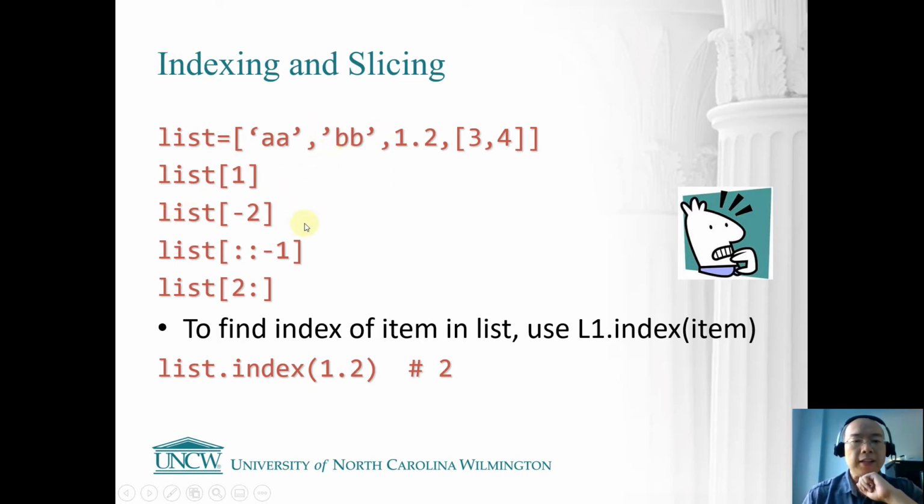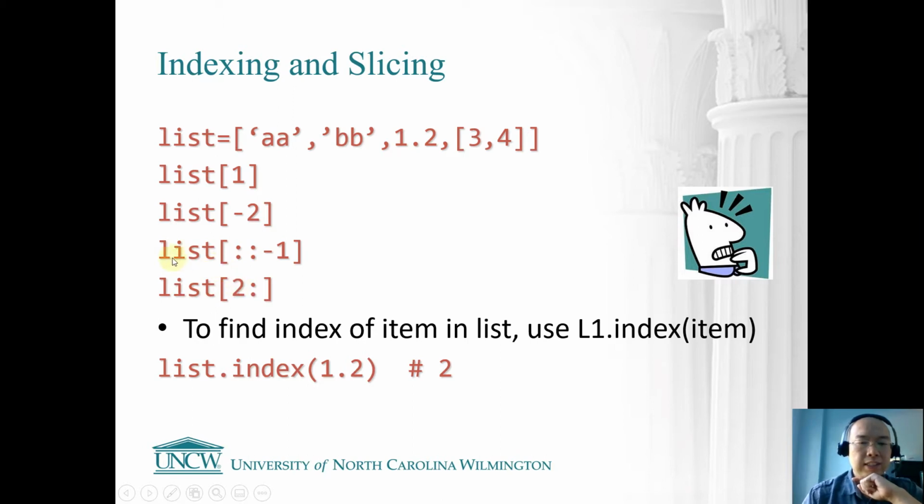And how about the negative 2? Remember how the negative index works? So we have the negative 1, which is the last item, and negative 2, the second last item from the right side. So we are going to have 1.2. And then how about the next one?